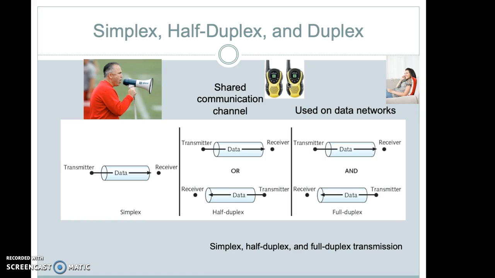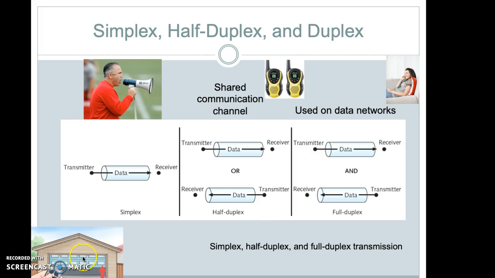So it's an OR. Now what we usually use on data networks and the telephone and things like that is an AND. So not an OR, but an AND. You can transmit in this direction at the same time as you are transmitting in this direction. So that's the difference between simplex, half duplex, and duplex.